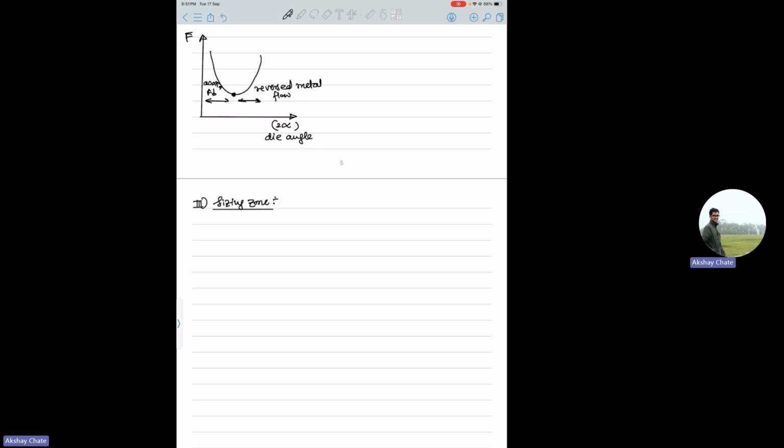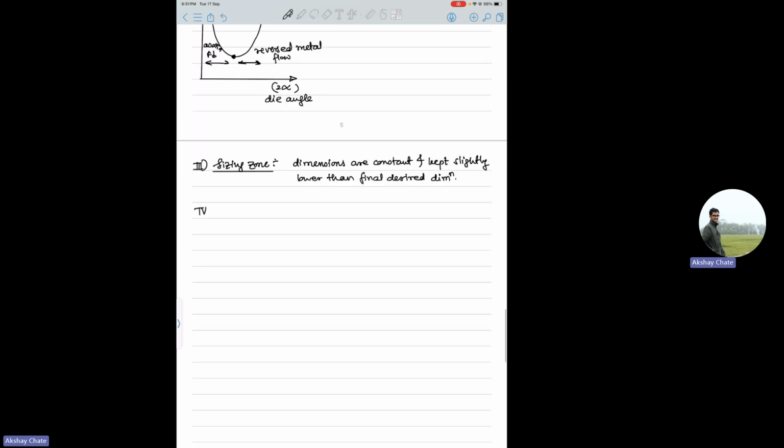Basically you keep the sizing zone dimensions more or less constant and slightly lower than the final desired dimensions. And you get that right, because the fourth zone is nothing but what is called the recovery zone, or elastic recovery zone.